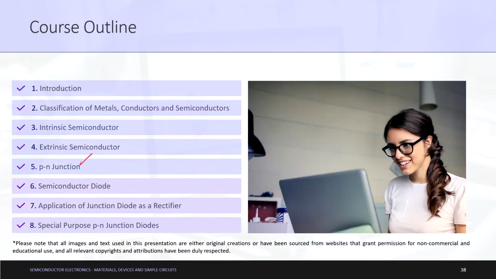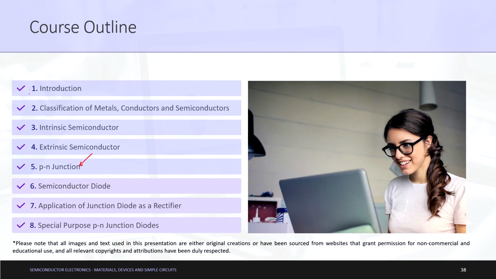So hello everyone again. This is lecture 4 part 2 of your semiconductor electronics, materials, devices and simple circuits. In the previous part of this lecture we started with the PN junction concept, so let's begin our discussion directly from there. Let's not waste any time. I am Sameer Lavankar. Right now we are on the fifth concept, that is PN junction.